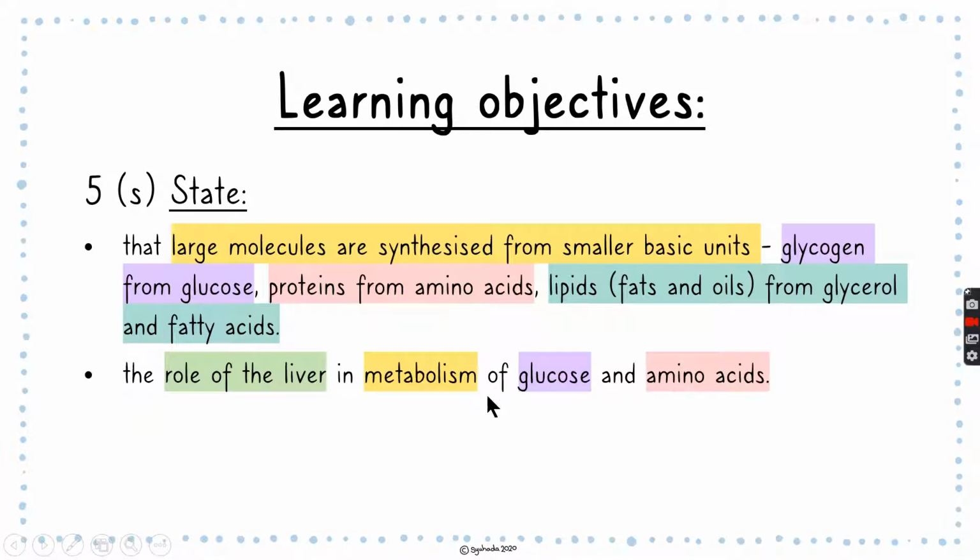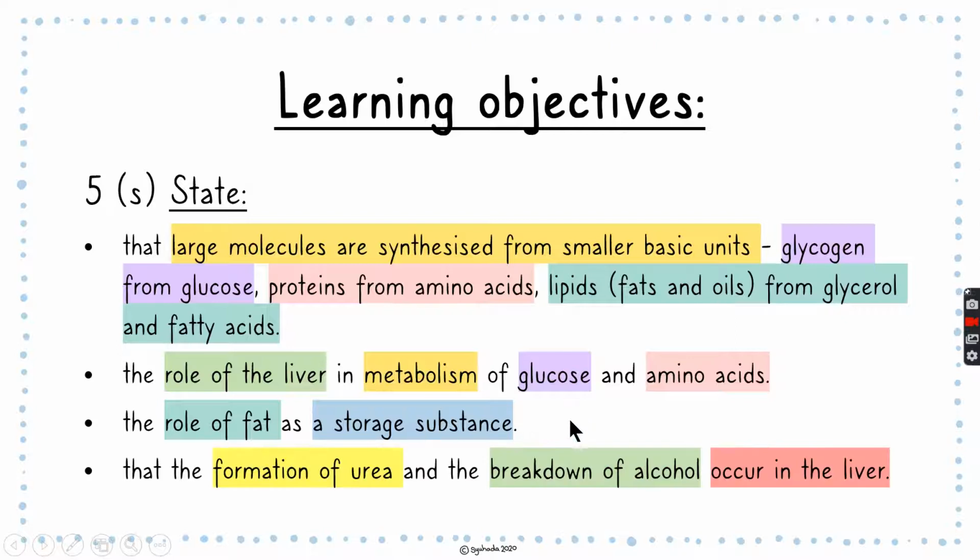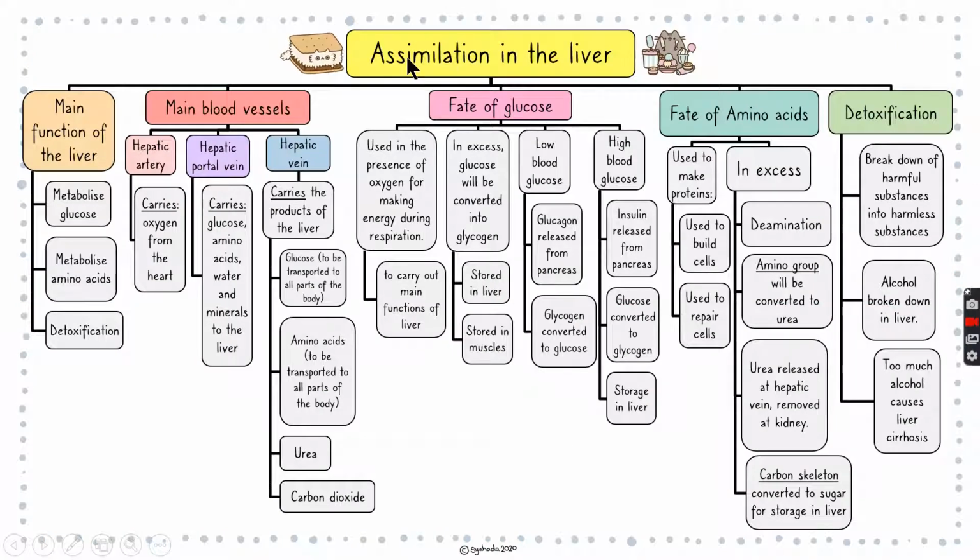We looked at the role of the liver in metabolism of glucose and amino acids, but we didn't look at the role of fat as a storage substance. We have mentioned how urea is formed and the breakdown of alcohol that occurs in the liver, and this is related to detoxification. Assimilation in the liver has many parts, and this usually comes up in section B and C, so it's pretty important. The first main function of the liver is to metabolize glucose, second to metabolize amino acids, and the third is detoxification, which means to break down harmful substances and convert them into harmless substances.